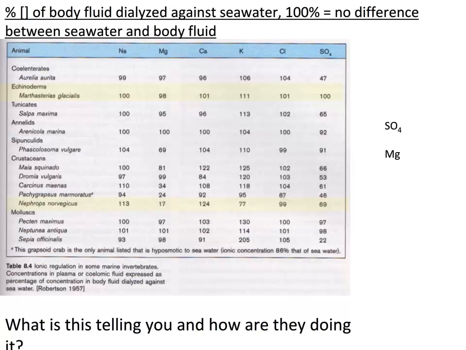And what is this telling you? It's telling you they're alive, because they're generating a gradient. How are they doing it? Well, how would you normally maintain an ion concentration? There must be some form of active transport going on.